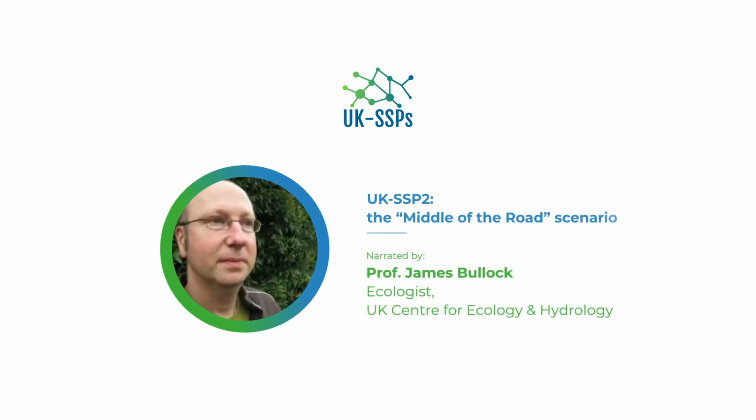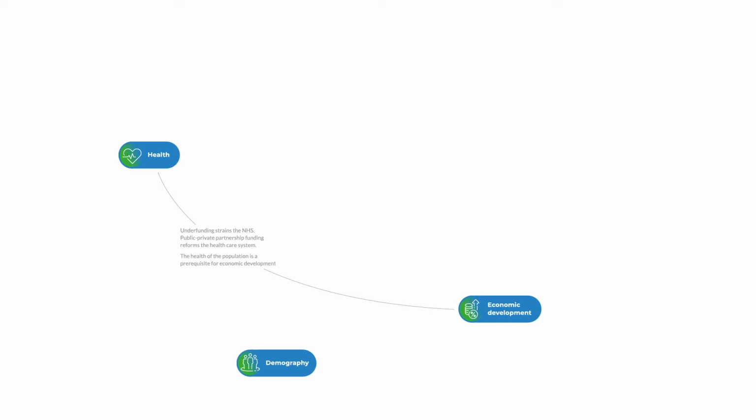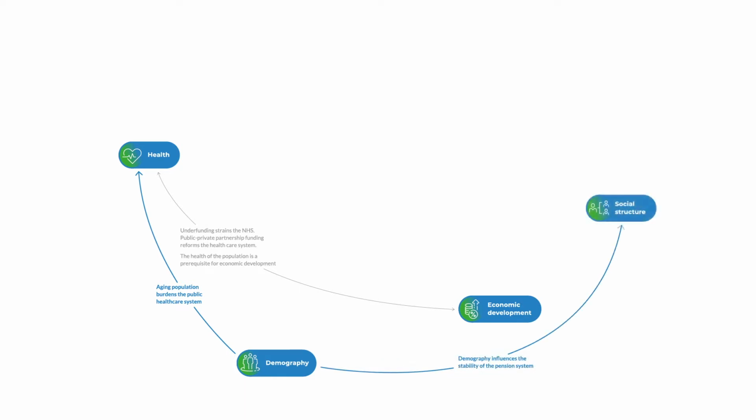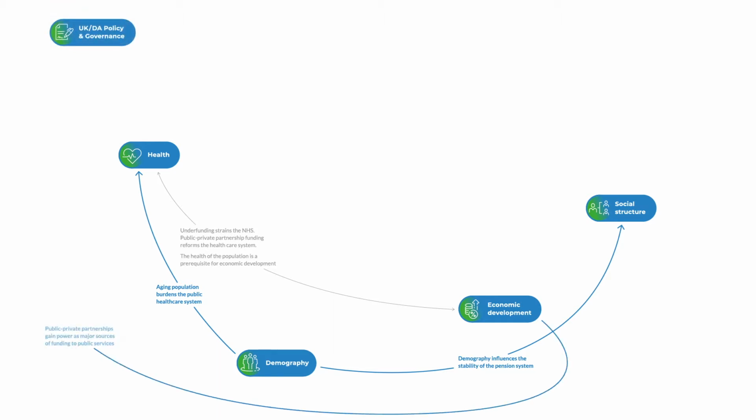This system diagram is for UK-SSP2, the middle of the road scenario. In UK-SSP2, healthcare becomes increasingly underfunded and struggles to meet the needs of an ageing population. Pension schemes are increasingly burdened as well, and their stability becomes seriously affected. Public services reach a crisis point, which leads to their reform through public-private partnerships.